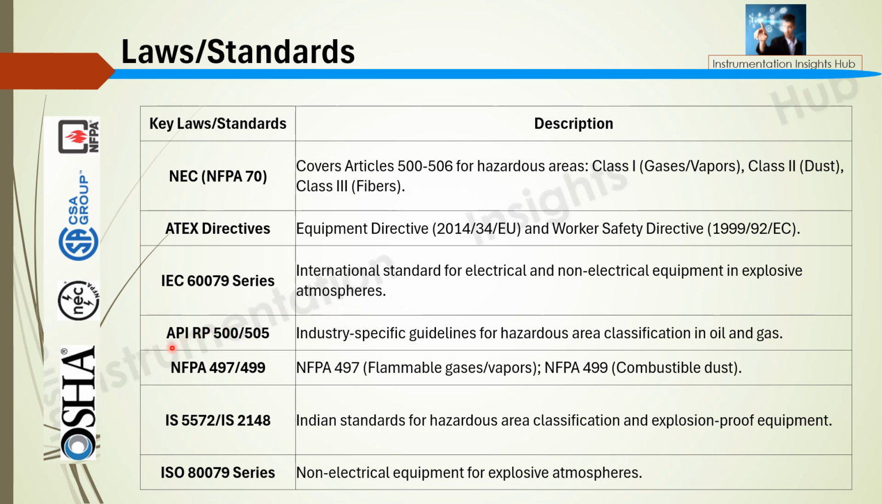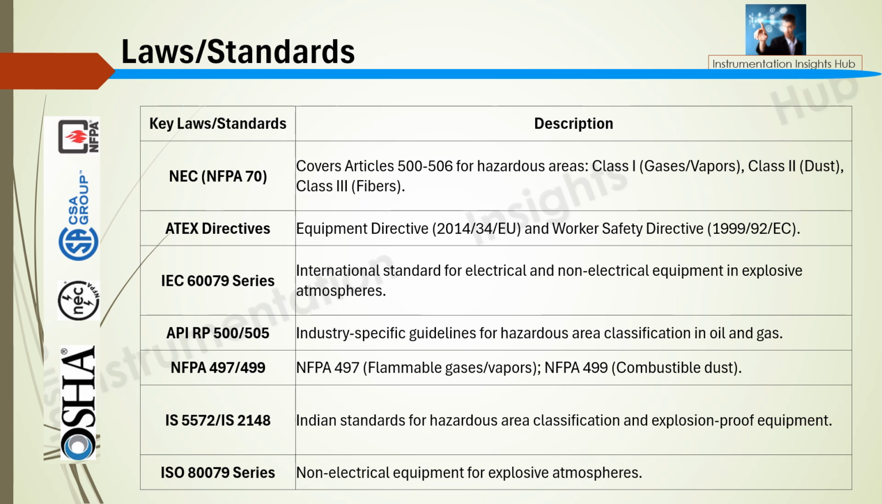API gives industry-specific guidelines for hazardous areas in oil and gas. NFPA 497, which we discussed in the previous slide also, covers flammable gas and vapors, combustible gas. And IS 5572 is the Indian standard for hazardous area explosion proof, right? And ISO is also an international standard for non-electrical equipment. So these are some laws and standards, right?